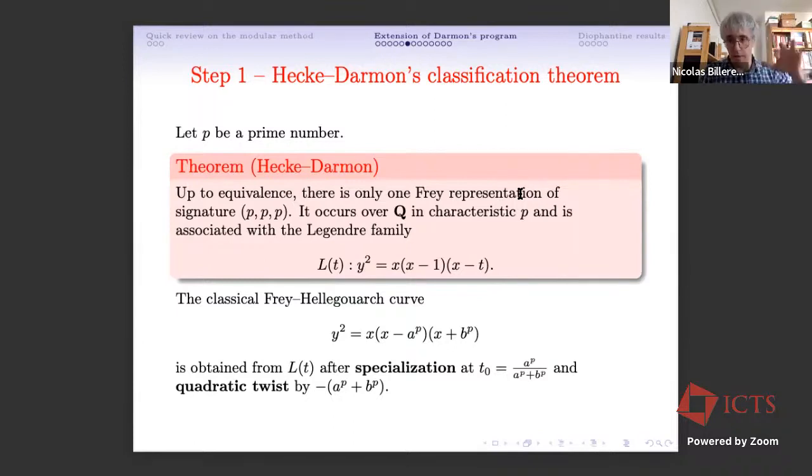So that's the link. Let me stress that this observation was not needed in the proof of Fermat's last theorem, and indeed Darmon's paper was published in 2000, whereas the proof of Fermat's theorem dates back to the early 90s. But it will be very important for us later. So remember that this classical Frey-Hellegouarch curve can be obtained from a family of elliptic curves over a function field after specialization and twisting.